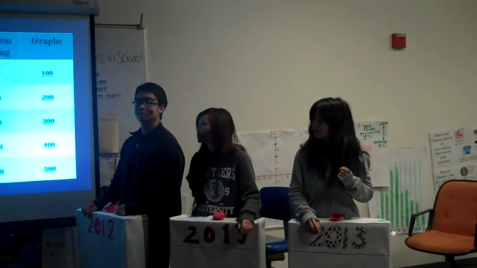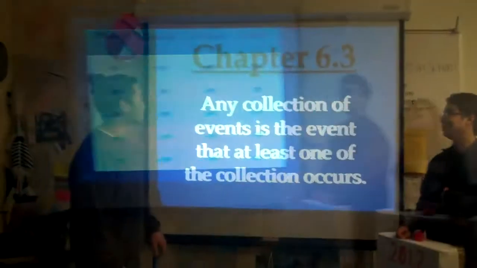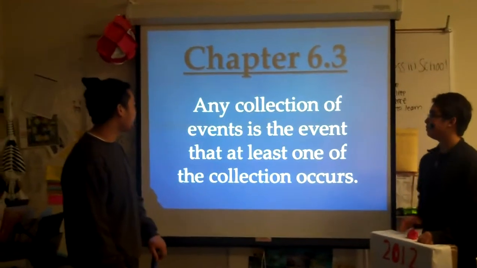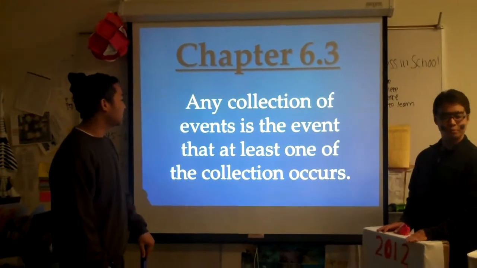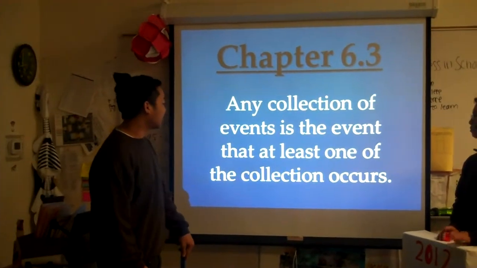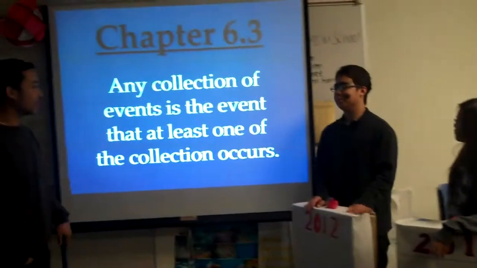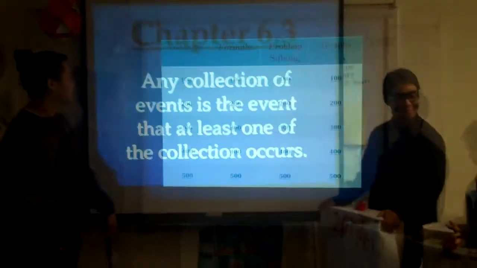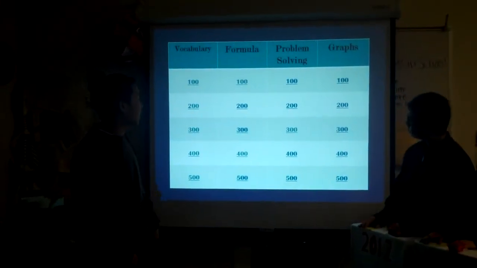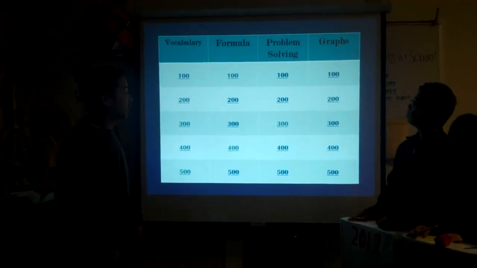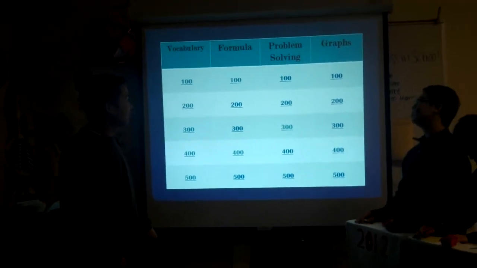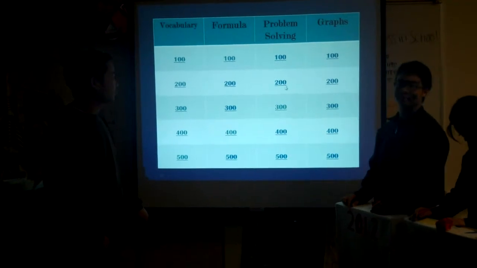Vocabulary 500. For chapter 6.3, what is the vocabulary term for any collection of events that is the event that at least one of the collection occurs? Union. Correct. You get 500 points. So Andy, you got the last problem correct. So what would be your next category? Problem solving for 300.